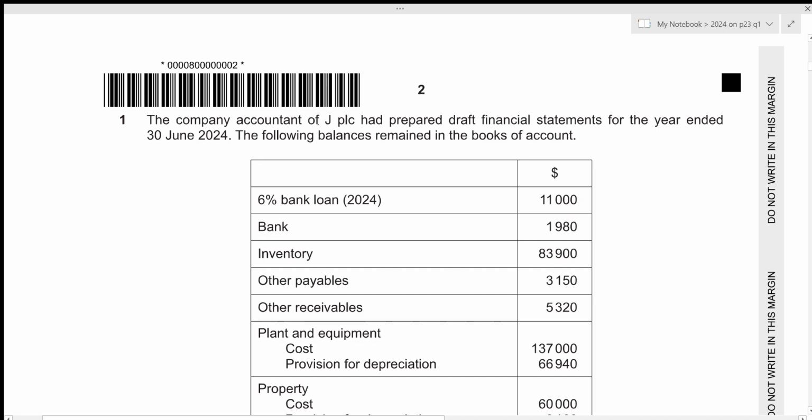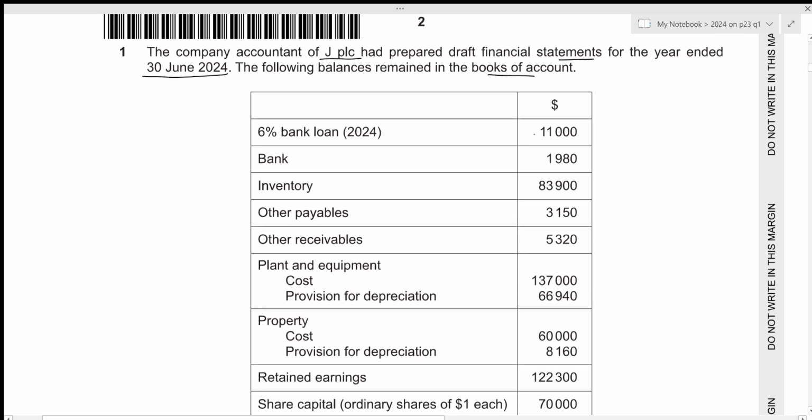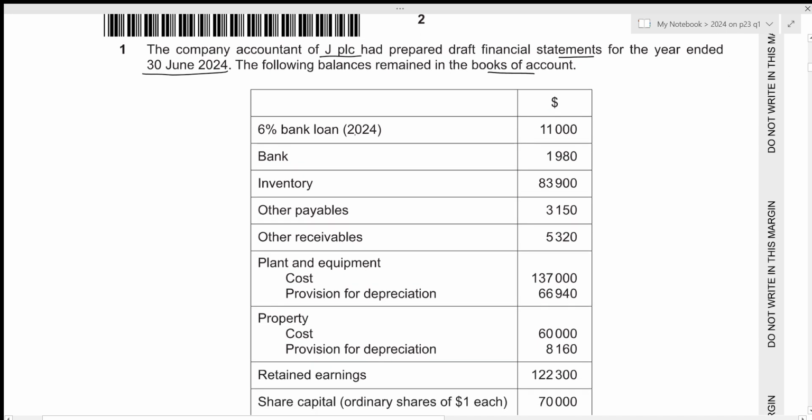The company accountant of JPLC had prepared draft financial statements for the year ended 30 June 2024. The following balances remained in the books of accounts. We have 6% bank loan, which is to be repaid in the year 2024, which is the current year. So this will now be a part of our current liability, not the non-current liability, because we have to repay it within 1 year. Then we have the bank, inventory, other payables, other receivables.